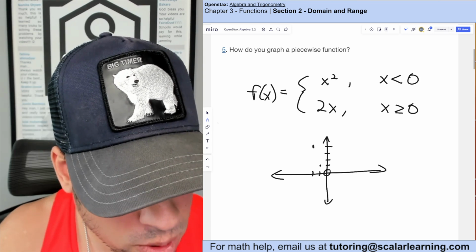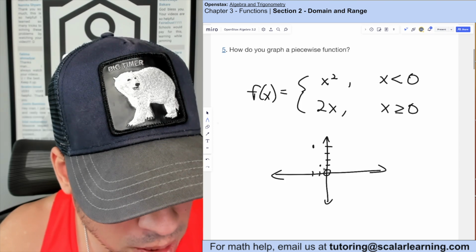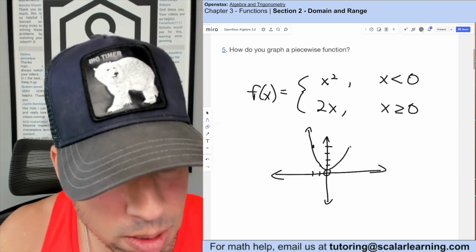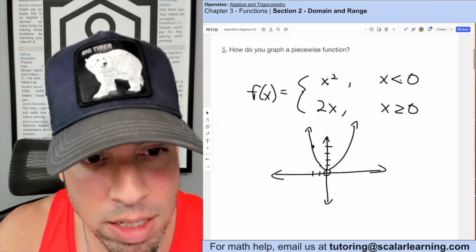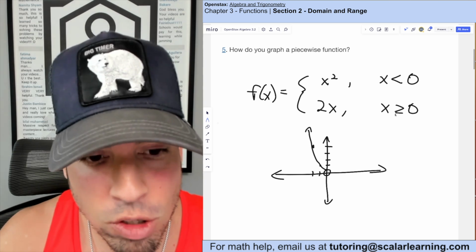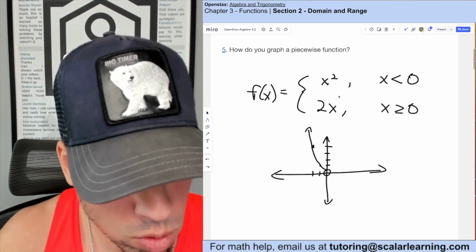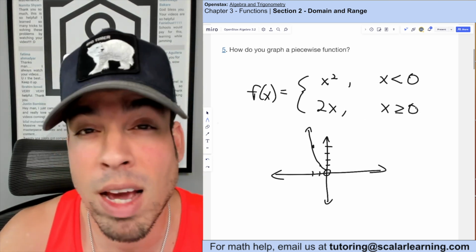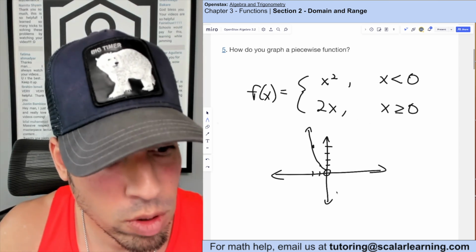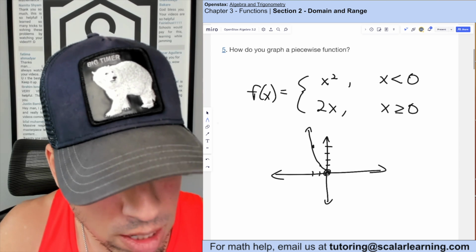Now we get a second point here. And this is what we would expect, a parabola going up to the left. Again, it would normally continue on, but the domain is restricted to only values less than 0. So what about for values greater than or equal to 0? Now we're going to use this function 2x. So now we plug in values on the right-hand side into this function. We know at 0, it's still going to be 0. We can fill that in.